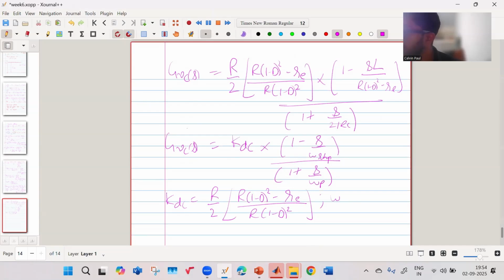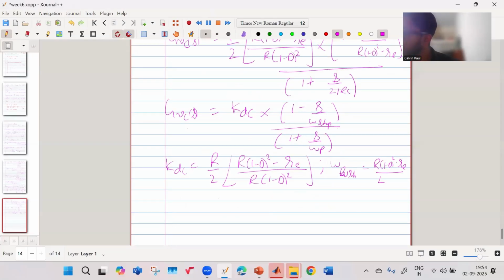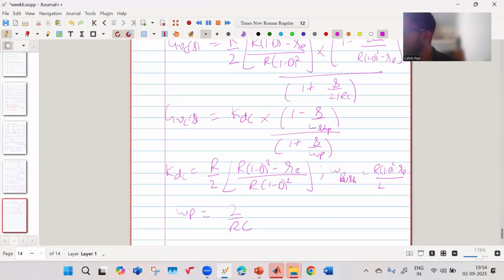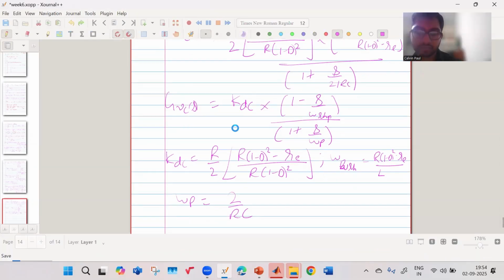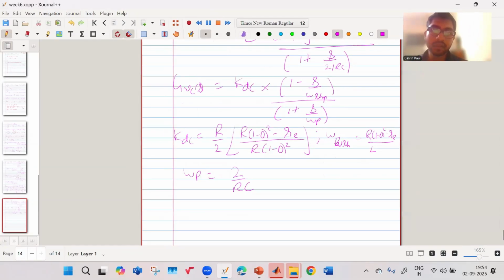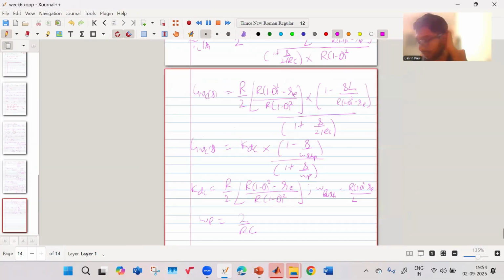Your omega RHP is equal to R(1 minus D) square minus RE upon L, and your omega P is 2 by RC. Okay, it is 2 by RC. Any questions regarding this? Because it's a difficult thing. If at any point you're stuck, you can let me know.